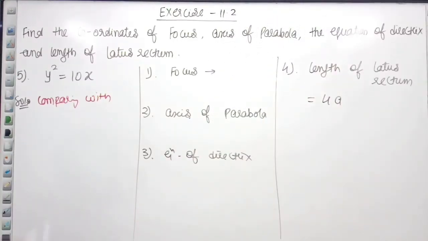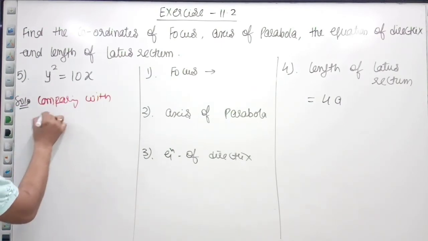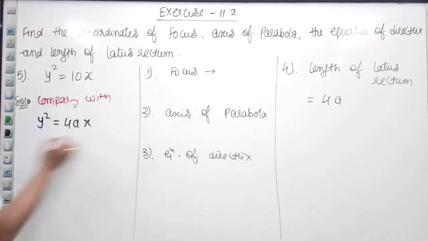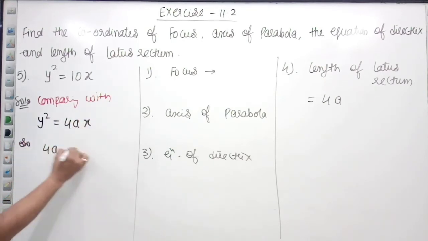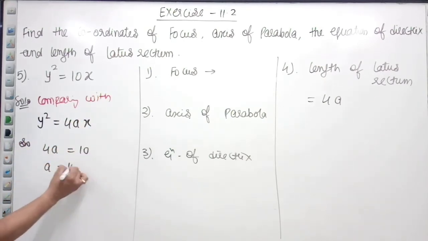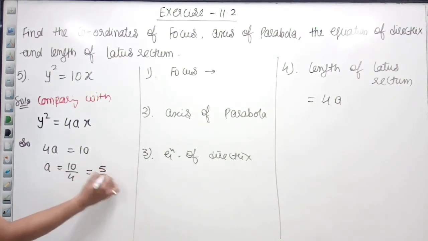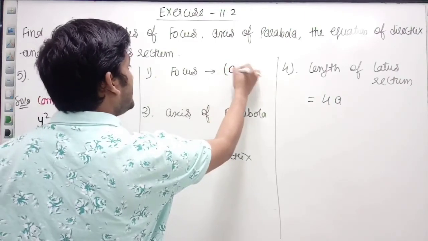Now fifth question we have y square equal to 10x. So I can compare it with y square equal to 4ax. So I can say 4a equal to 10, a equal to 10 by 4, that is 5 by 2. A is 5 by 2. So focus is a comma 0.